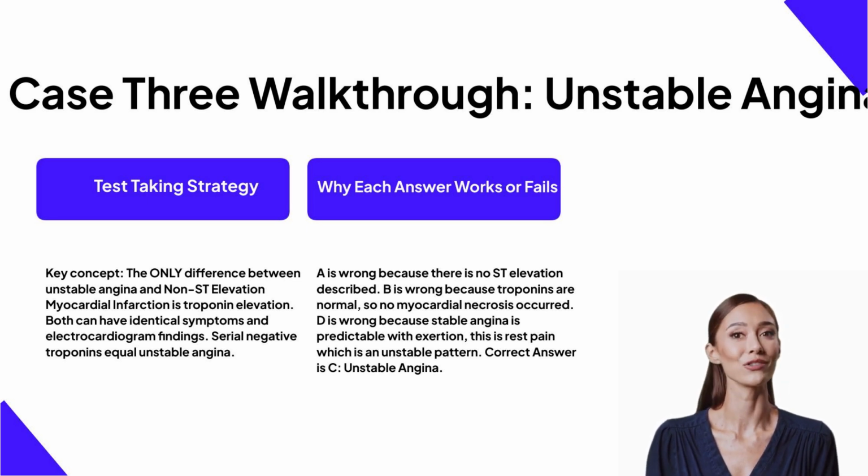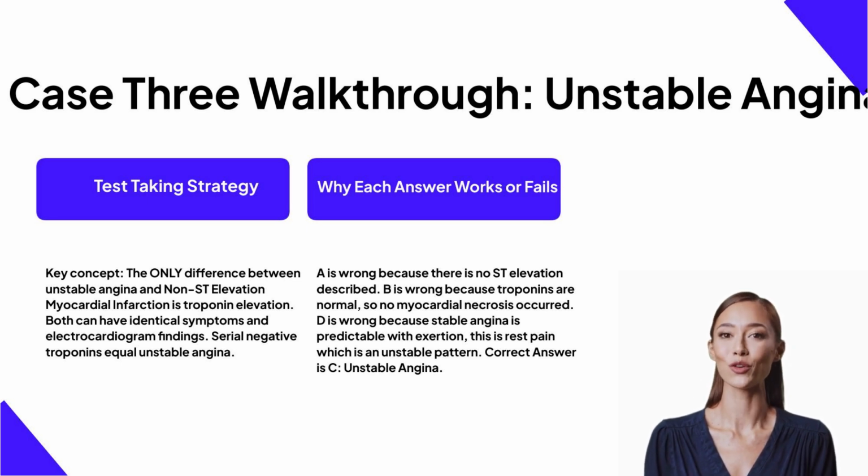A is wrong because there is no ST elevation described. B is wrong because troponins are normal, so no myocardial necrosis occurred. D is wrong because stable angina is predictable with exertion, but this patient had rest pain, which is an unstable pattern. The correct answer is C, unstable angina.